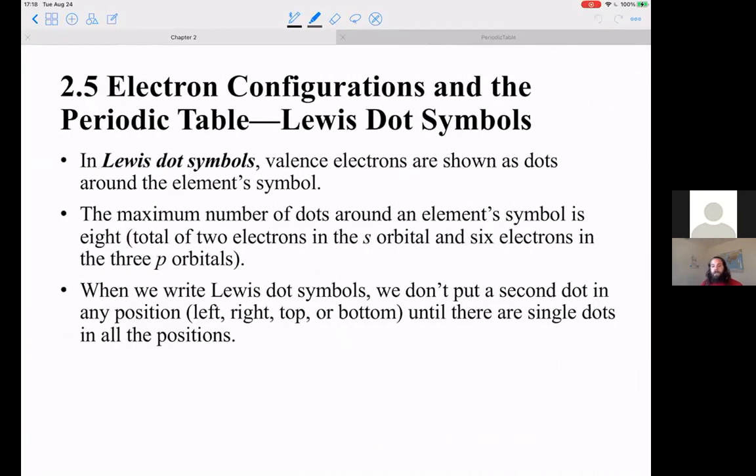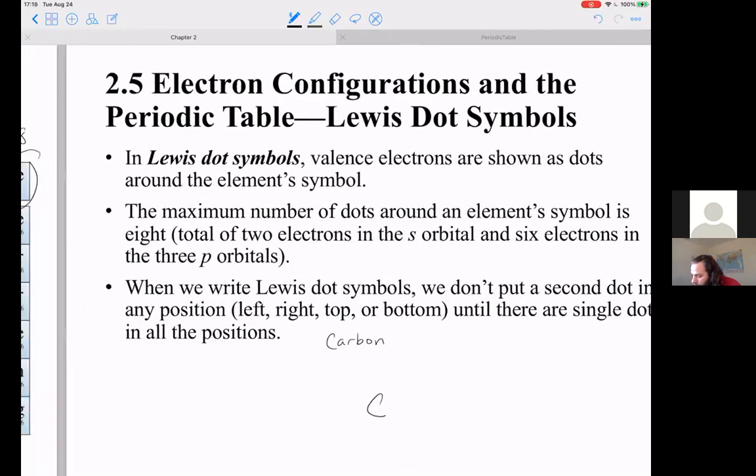Okay, so before we jump on to ion formation, there's another thing we have to know, which is how to draw Lewis dot symbols for our various elements. These are just very simple drawings where we're going to take, for example, carbon, we have the atomic symbol C. And then we're going to represent the valence electrons around this symbol as dots.